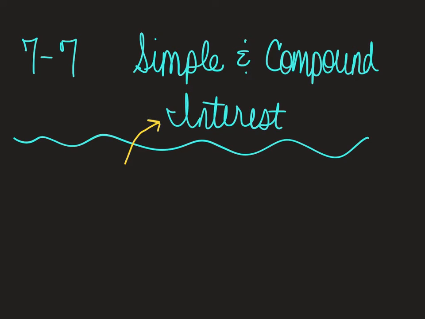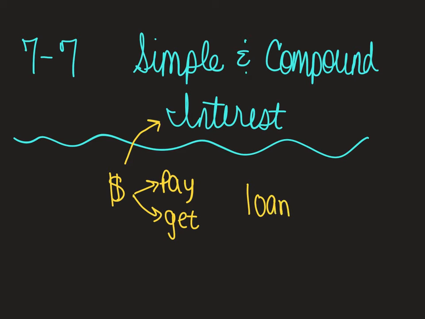In general, the word interest is talking about money, and either this is money that you have to pay someone, or this is money that you're going to get from someone. And the reason you're paying or getting it is all because of a loan. So maybe you have loaned your friend some money and they're going to pay you back. Well, you would get it then. They're going to pay you back with interest, so you would get this interest.